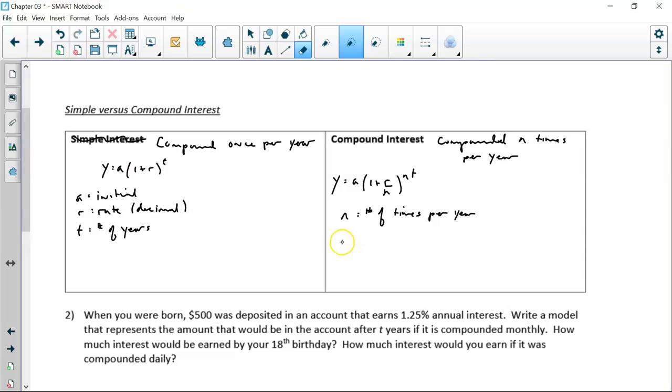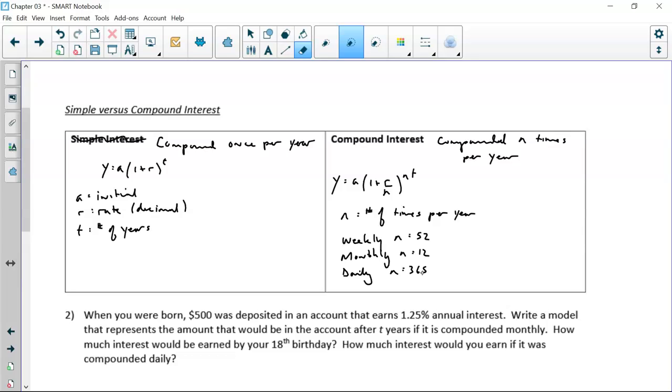So if we think about weekly, that's when n equals 52, because there's 52 weeks per year. If we think about monthly, for example, n is going to be 12 because there's 12 months per year. If we're thinking daily, n would be 365 because there's 365 days in a year. So that's a way we could think about it. The only difference is we have n.